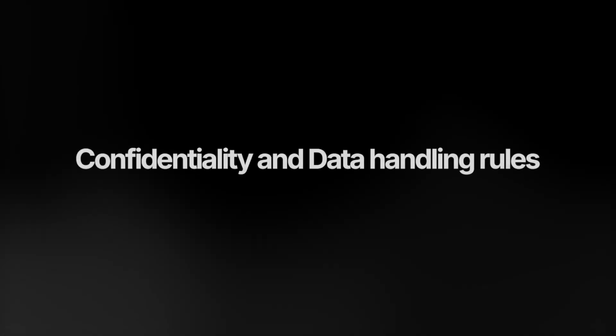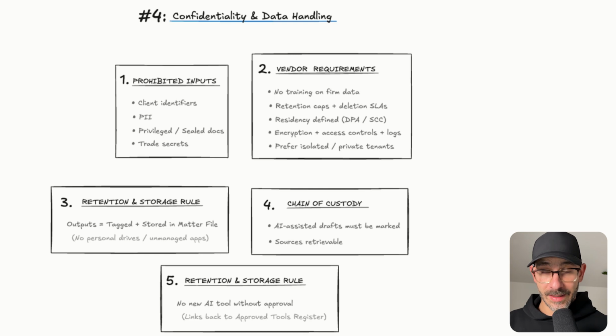Building block number 4 is confidentiality and data handling rules. And this is the legal core of the policy. Preserve privilege in use, not by assumption. Number 1 is prohibited inputs. Write them down. Client identifying data, PII, privileged documents, court sealed material, trade secrets. They should never enter the public models. If content must be tested internally, require anonymization or redaction before any AI use.